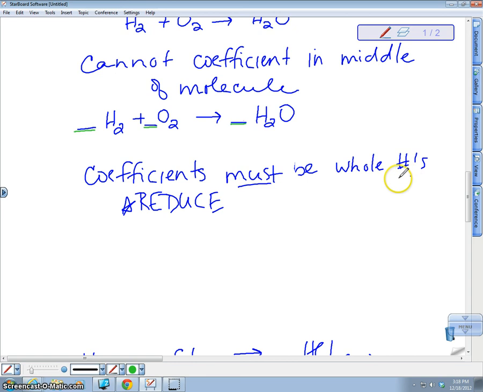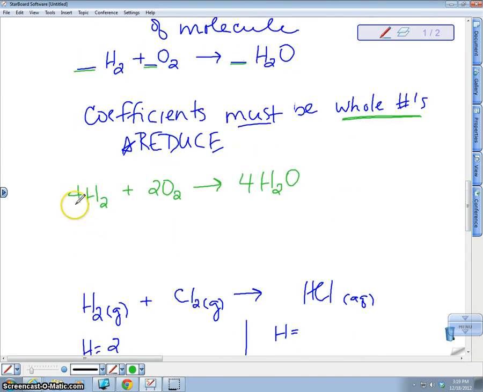The one thing I must do is make sure that my coefficients are whole numbers, no decimals, no fractions. And if for some reason I need to reduce. For example, when we were balancing water, if I had said 4 H2s plus 2 O2s gives me 4 waters, you should notice that 4, 2, and 4, these coefficients all have a common factor, and that common factor is 2. So I can reduce that down.